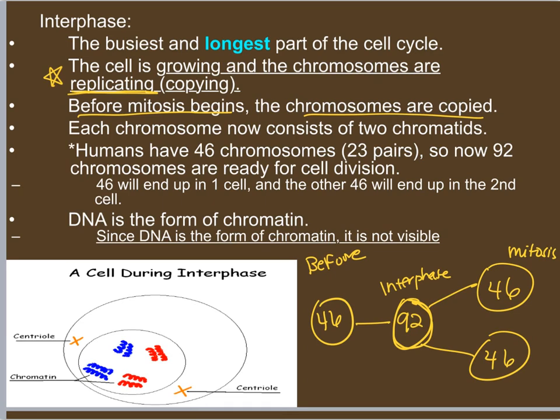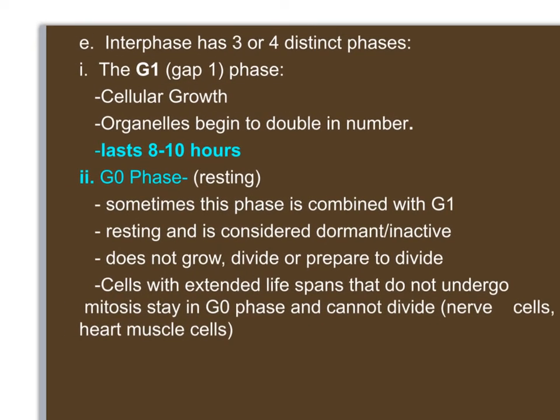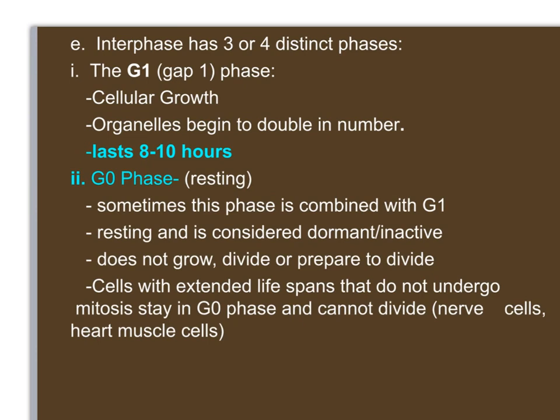So humans have 46 chromosomes. During interphase, it will double to 92 chromosomes so that they can have 46 in each cell. In interphase, DNA is in the form of chromatin, interphase chromatin, and it will not be visible during that phase. There are either 3 or 4 distinctive phases during interphase, and I say 3 or 4 because it depends on the type of cell.